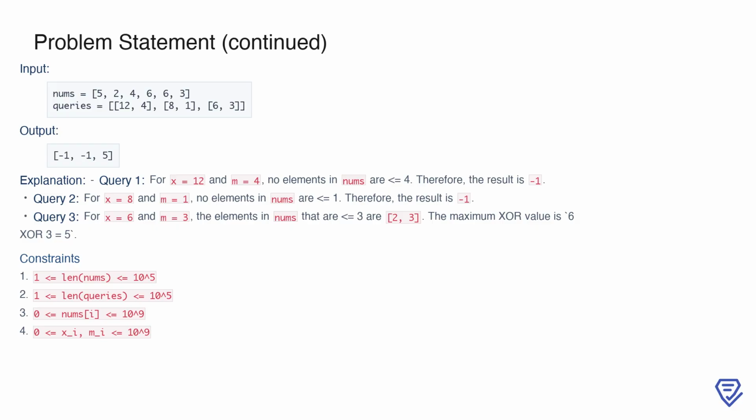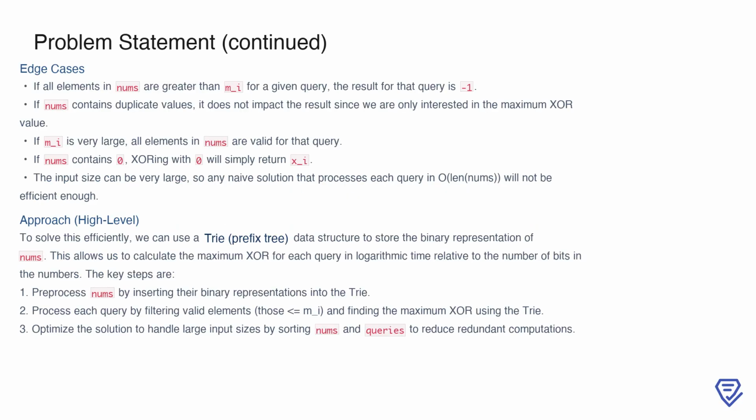These examples illustrate how the problem involves filtering numbers based on m_i and then calculating the maximum XOR for the valid subset. There are several important edge cases to consider. If all elements in nums are greater than m_i for a given query, the result for that query will be -1. Duplicate values in nums do not affect the result, as we only care about the maximum XOR value. When m_i is very large, all elements in nums are valid for that query. Additionally, if nums contains the value 0, XORing with 0 will simply return x_i.